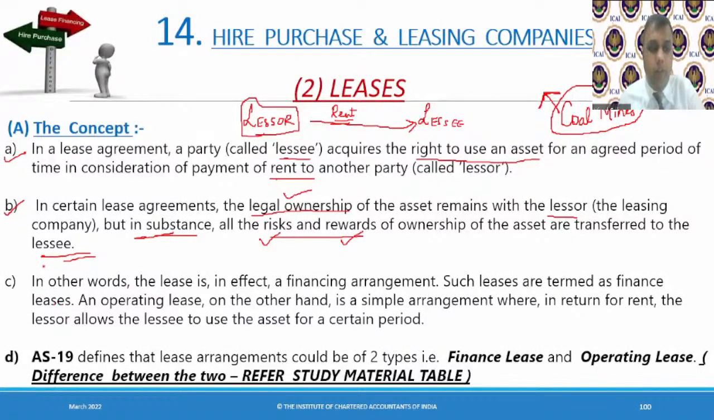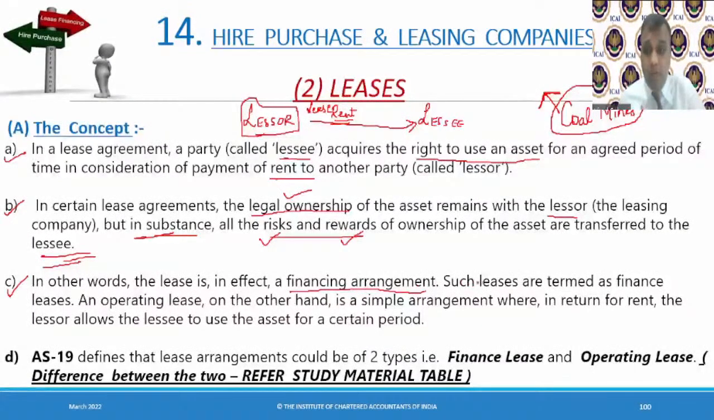So the lessor will say, for example, he gives on lease the coal mine. He will say, whether you get, how much coal you get, I don't care. The risk and reward is yours. Legal ownership is with me, but whatever the risks and rewards are, I just want my lease rent. So this is known as lease rent. I just want my lease rent. The risk and reward with everything related to the asset is yours. So, in other words, the lease is in fact a kind of financing arrangement.